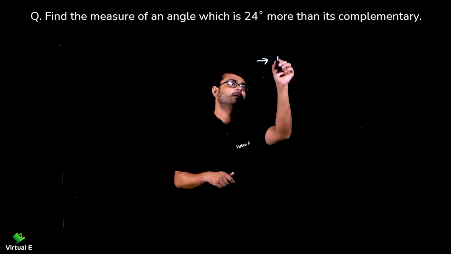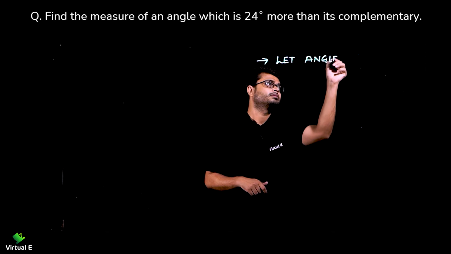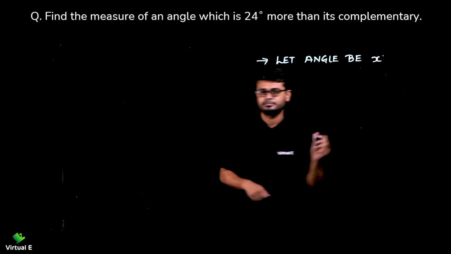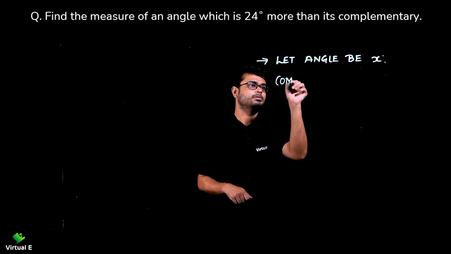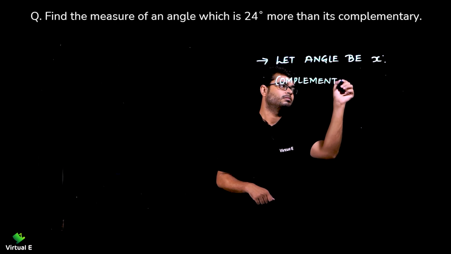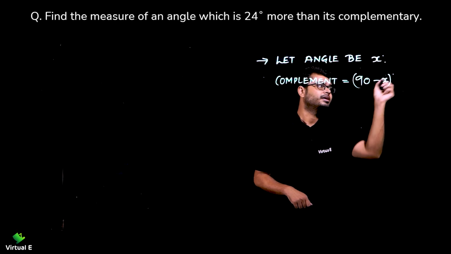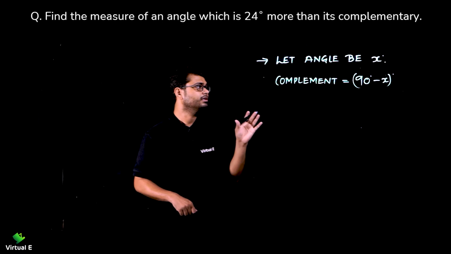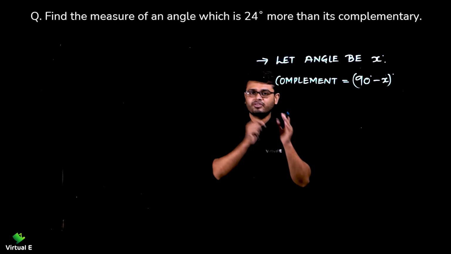Let the angle be x degree, right? So what will be its complement? The complement will be 90 minus x degree, right? Very simple logic it is, right? If we take the angle, then it will be x degree, and the complement will be what? Subtract from the 90 degree.